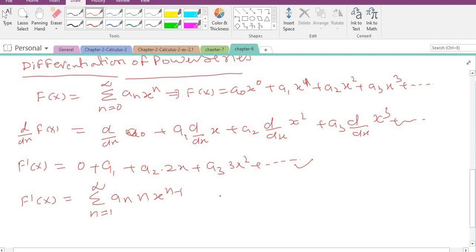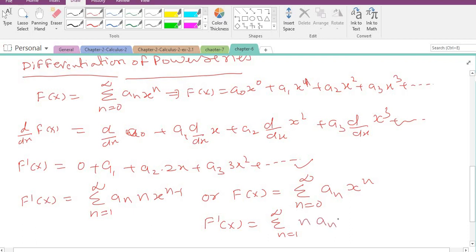In short, if the power series is given as summation from n equal to 0 to infinity of a_n x to the power n, and you want to directly write the differentiation f dash x, just write it from n equal to 1, changing from 0 to 1, to infinity, n into a_n into x to the power n minus 1.